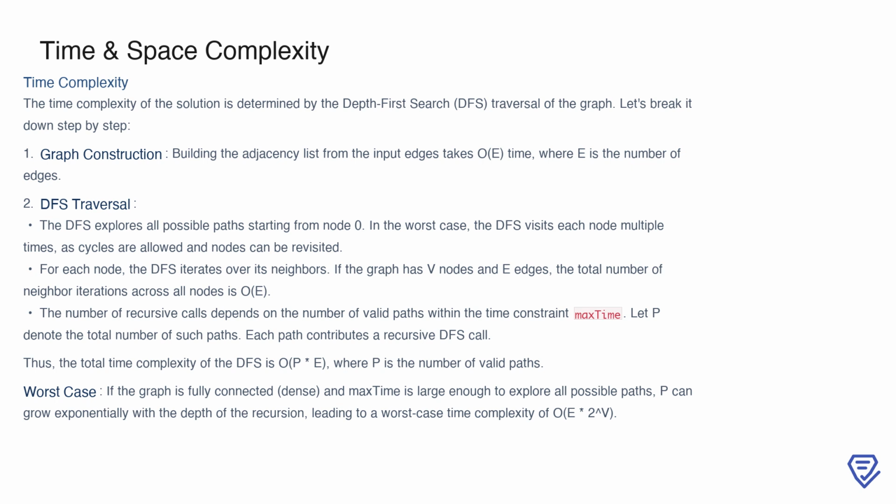Now, the total number of recursive calls depends on the number of valid paths within the max time constraint. Let's denote this number of valid paths as P. Each path contributes to a recursive DFS call. Therefore, the overall time complexity of the DFS is P*E. In the worst-case scenario, if the graph is fully connected and the max time allows the exploration of all possible paths, the number of paths P can grow exponentially with the depth of recursion. This would lead to a worst-case time complexity of E*2^V.